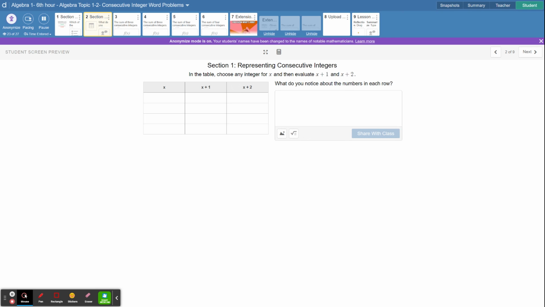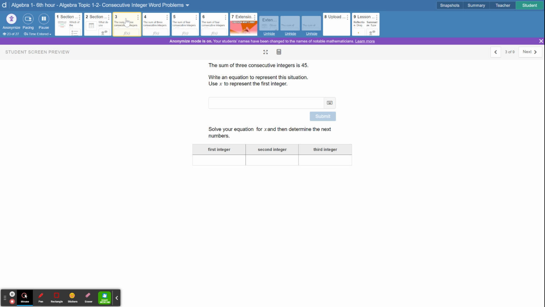In these notes, we are going to go over 1.2 consecutive integer word problems. So we have consecutive integers, which is what we're learning about. If I make 16 be the first number, how do I get the next number? You add 1. How do I get the next number? You start at the beginning and add 2. Notice 16, 17, and 18 are consecutive. That means they happen in a row.